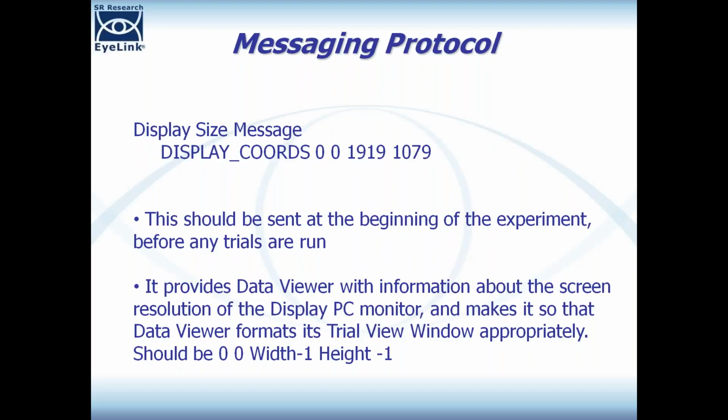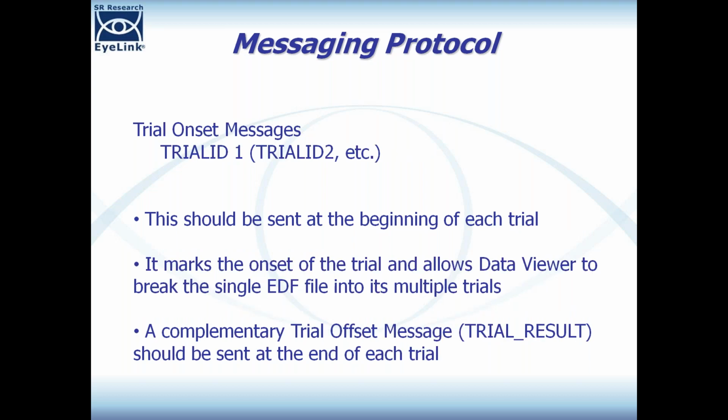This message should be 0, 0, which is the left and top, and then it should be the width minus 1 and the height minus 1. Since it includes 0, we need to subtract 1 from the overall resolution so that we have exactly 1920 by 1080 or whatever resolution you're using. All our examples in the different programming environments show how to do this and show how to do most of these other messages too. Okay, so let's move on to the next one.